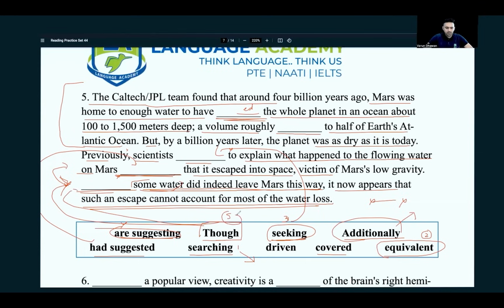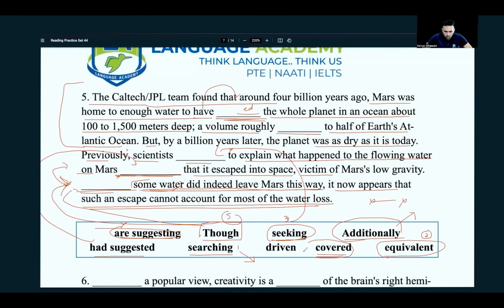Now, understand the context properly. How many blanks do we have? 1, 2, 3, 4, 5. Let's solve it again. The Caltech team found that around 4 billion years ago, Mars was home to enough water to have ED. With have, you are likely to have an ING or ED form, right? They have completed this. You'll never say they have complete this. How many words do we have ending with ED? Covered. Covered will be the right answer over here.